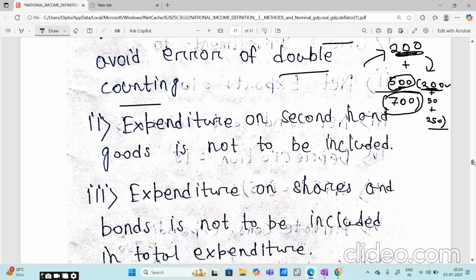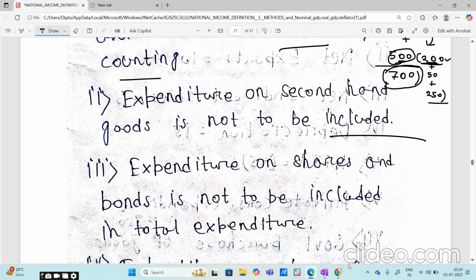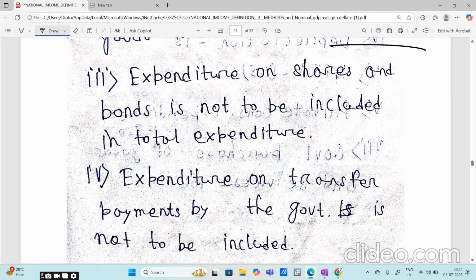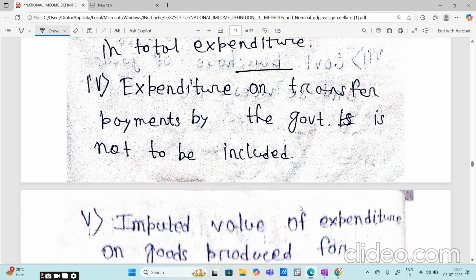Expenditure on second hand goods is not included in GDP. That is another precaution that we have to take care of. Expenditure on shares and bonds is not included in the expenditure. Expenditure on transfer payments, whatever transfer payments, subsidies, in a way we can say that scholarships can be treated as transfer payment.